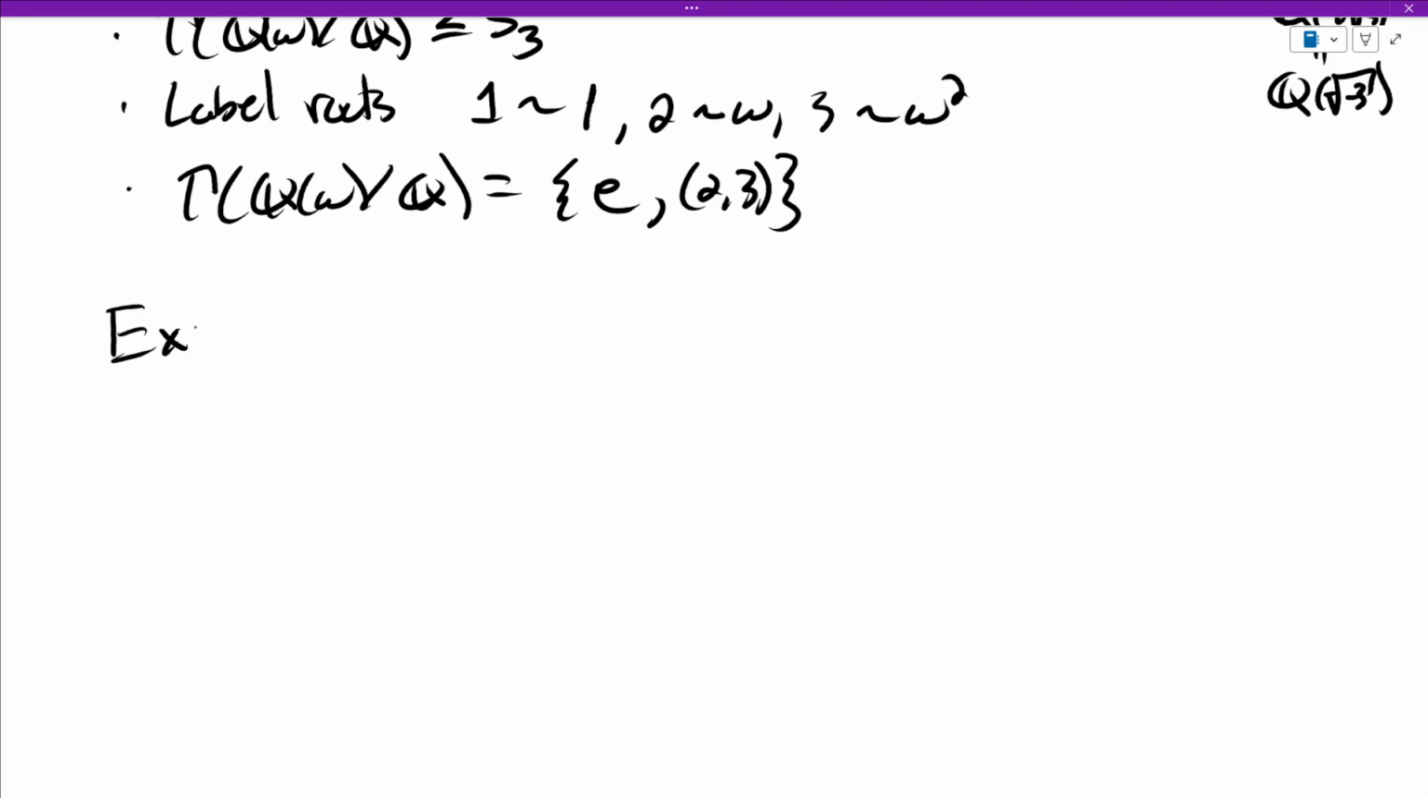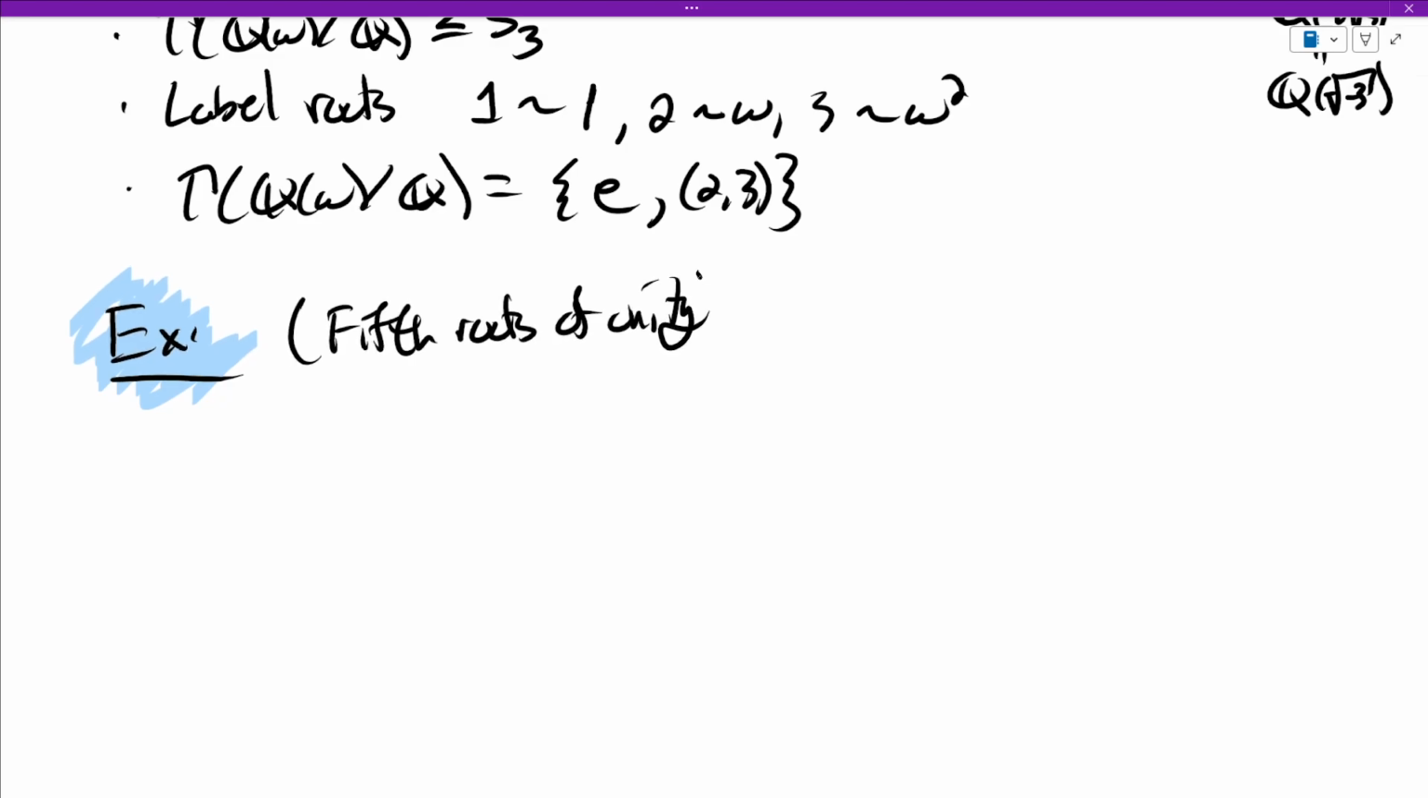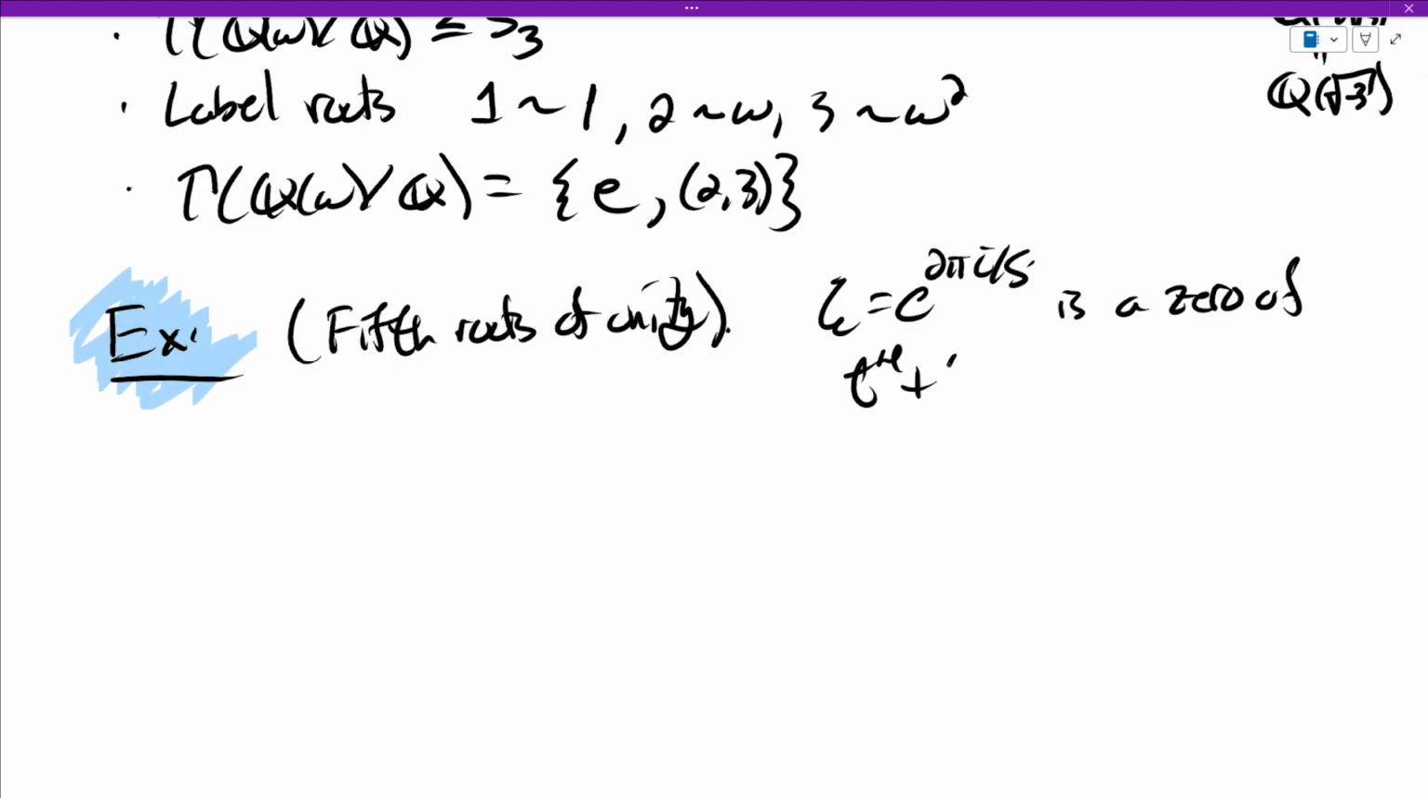Let's look at the fifth roots of unity that we saw already as well. We worked out what the Galois group was. Let's let zeta to the fifth be 1. And let me just say what zeta is. Zeta is e to the 2 pi i over 5. And this is a zero of the irreducible polynomial t to the fourth plus t cubed plus t squared plus t plus 1.